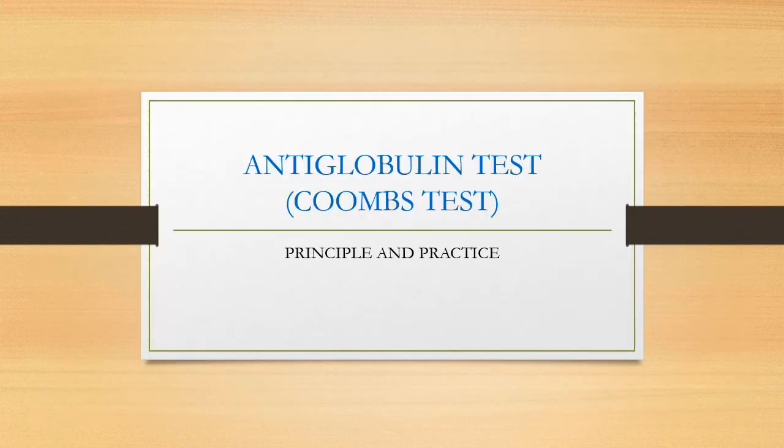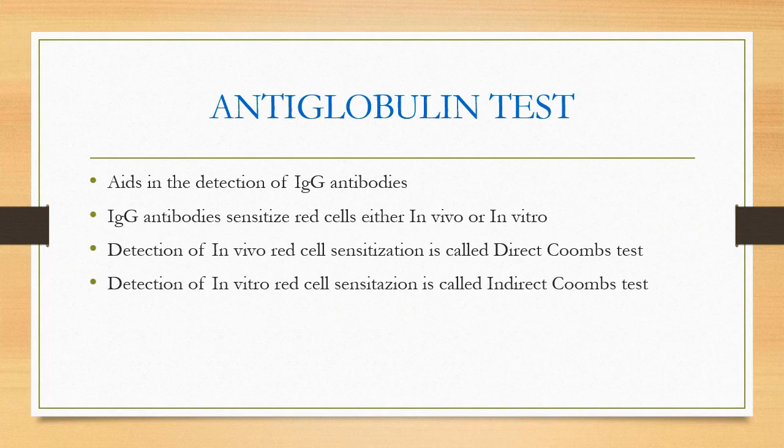In my video today, I want to take you through a brief introduction to a test that is most commonly performed in a blood transfusion science laboratory, and this is called the antiglobulin test. Antiglobulin test is also referred to as the Coombs test. So basically, I'll take you through the principles and practice of antiglobulin test, or Coombs test.